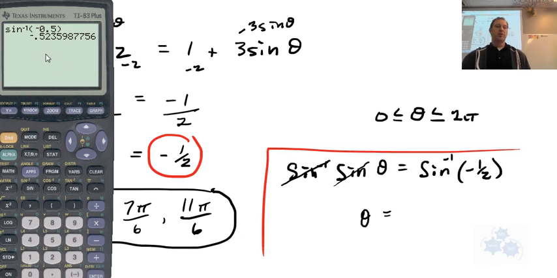Which answer would this refer to? Well, negative 0.52598, what is that in radians? Can we figure that out?